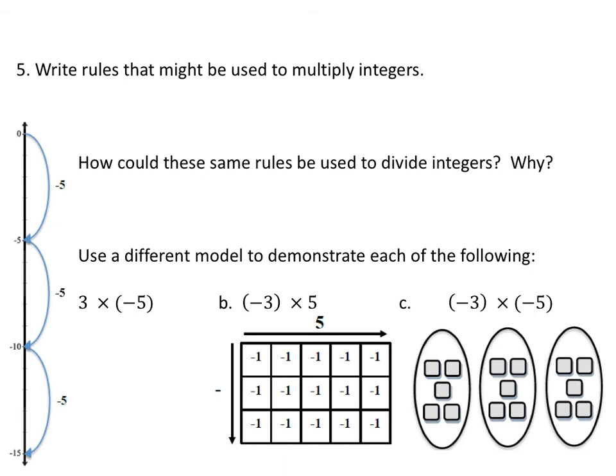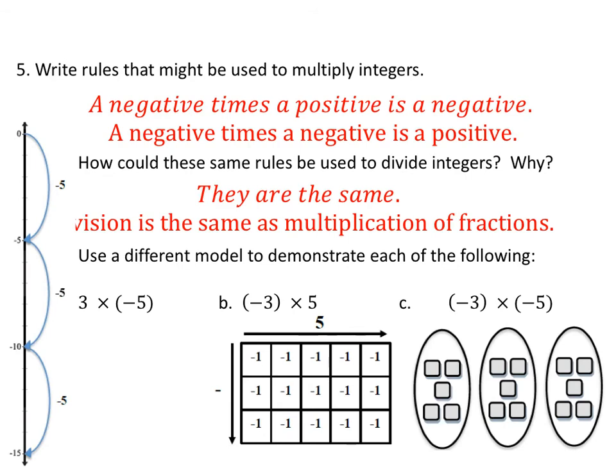All right, write rules that might be used to multiply integers. How could these same rules be used to divide integers? Why? Use a different model to demonstrate each of the following. I'm going to read the answers anyways, whether you like it or not. But the first one says a negative times a positive is a negative, and a negative times a negative is a positive. I hate that rule. I hate both those rules. And I'll explain why here in a second. But the second part, yeah, they're the same.